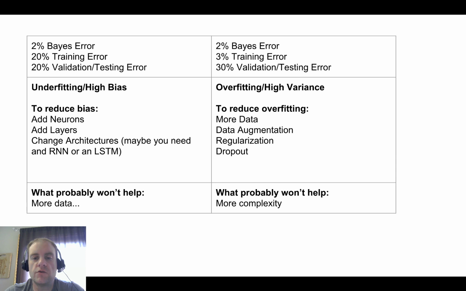Then lastly, you can use regularization to penalize the parameters that get too rambunctious and try to pull them back down so you're not overfitting as much. And you can use dropout, which is a neural network specific way to do regularization. We'll talk about both of those later. Probably what won't help is to add more complexity because your network's already too complex.